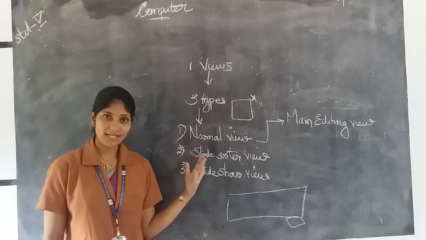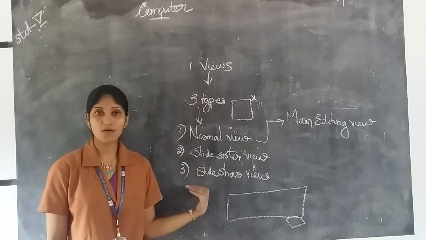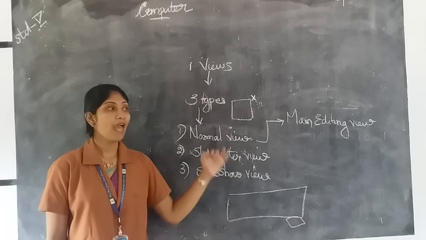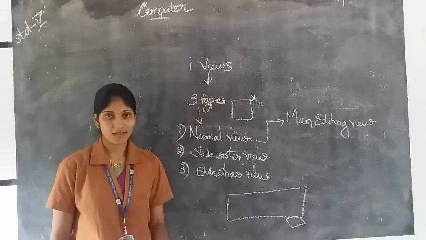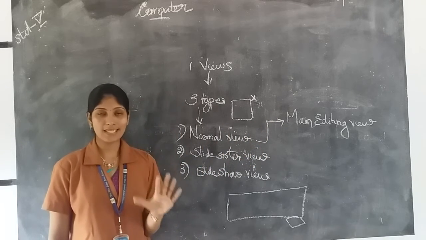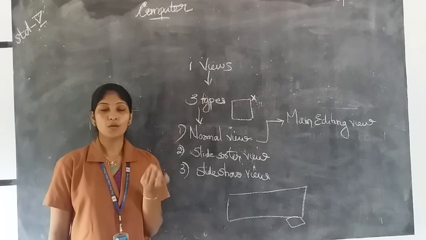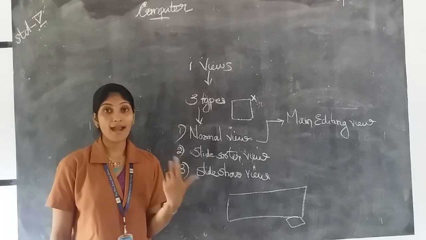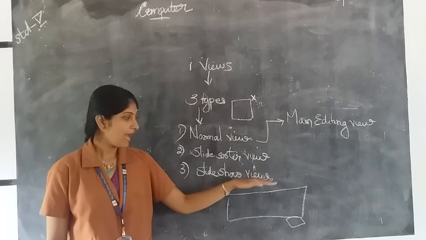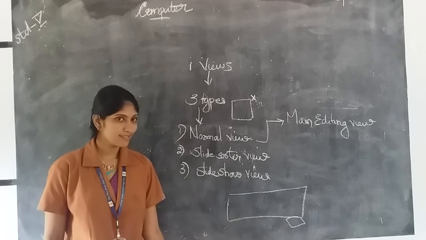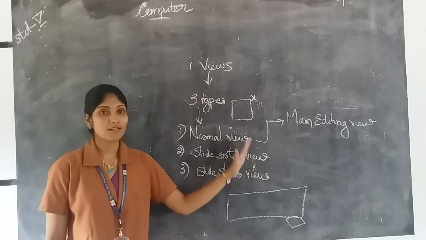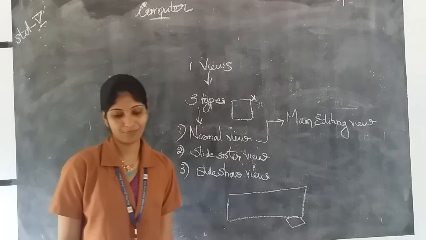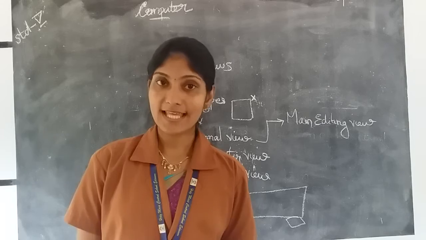On the left side, you can see the list of slides you created, and on the right side, that is the working area where you edit or add the content of your topic, and on the bottom side there is a space where you can add some notes related to that topic. That is the first view.